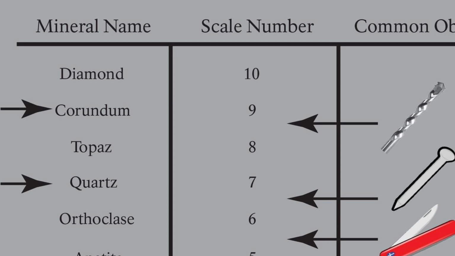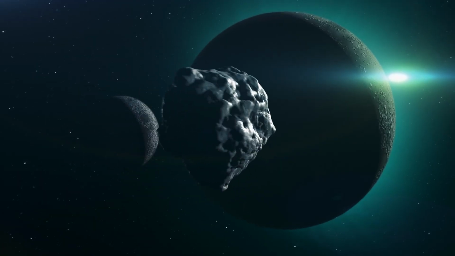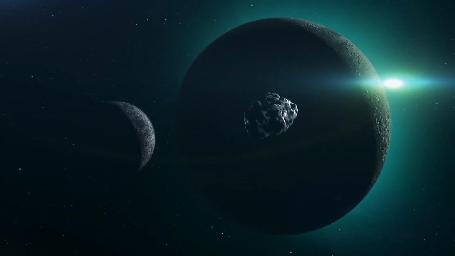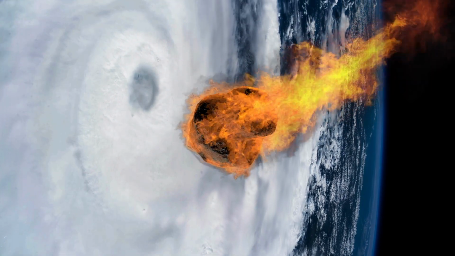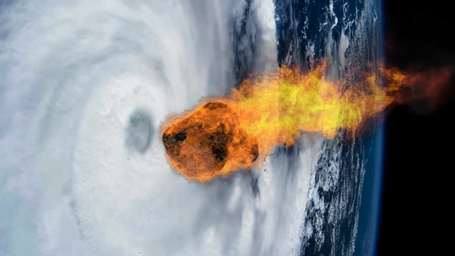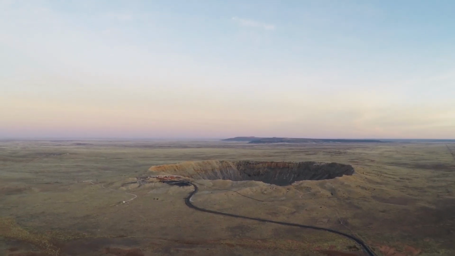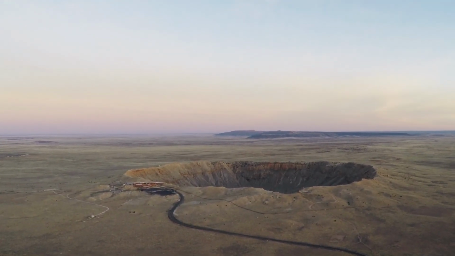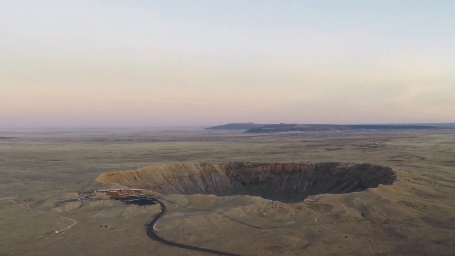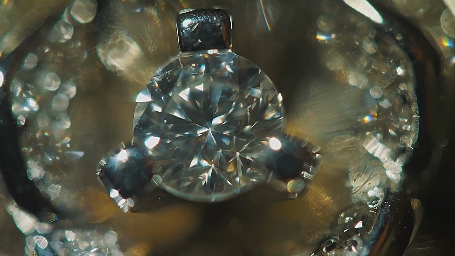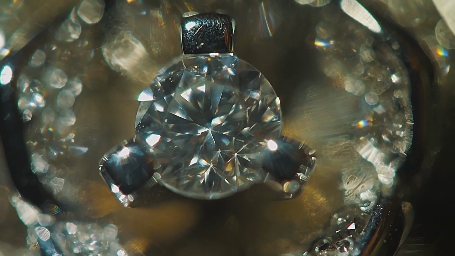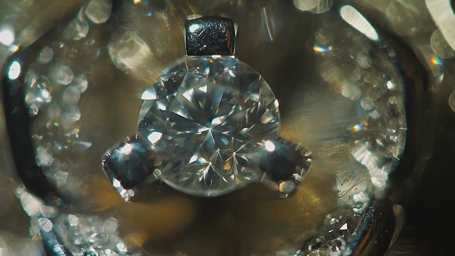And the process doesn't stop there. Diamonds can also be formed by meteorites that hit the Earth. These meteorites brought carbon-rich materials to the Earth, and under the heat and pressure of the impact, diamonds were formed. Diamonds are not only beautiful, but they also have many industrial uses, such as cutting, polishing, and drilling. But because of their rarity and beauty, they are also highly valued for their use in jewelry.